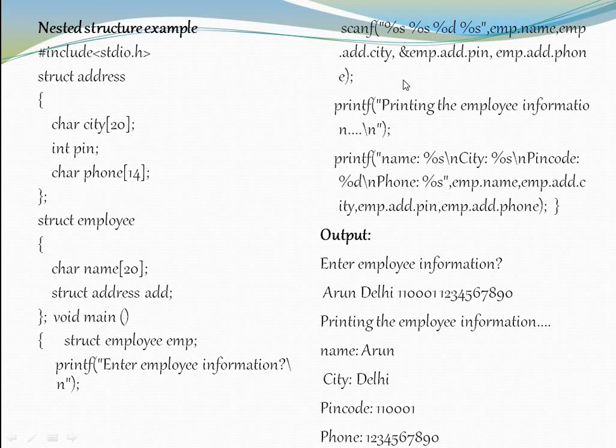So enter the employee information. In scanf we are scanning employee1.name and employee1.address.city. Since we are nesting, we use both the structure names and then access city, then both variable names .pin, emp.add.phone number. All the variables are scanned, and using printf we print all those values in the same way. Finally close the curly brace, and the output shows the details: Arun, Delhi, the pin code and a phone number that have been entered. So finally the employee's information is printed and shown to the user. This is the end of nested structure.